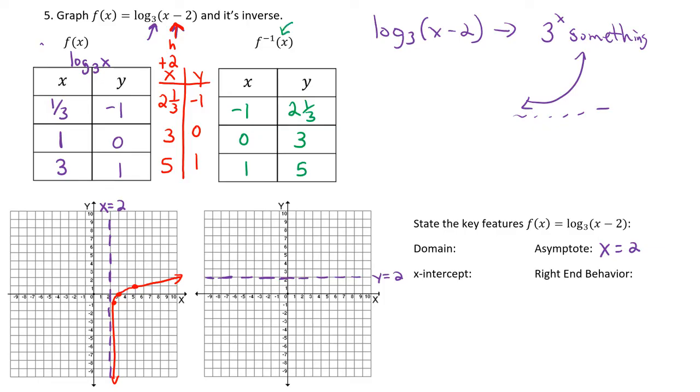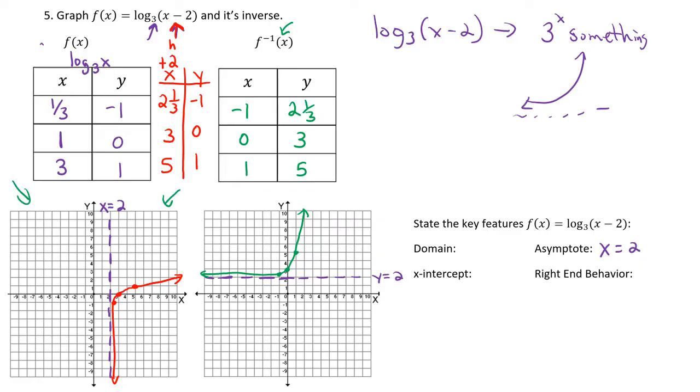So now I'm going to plot those points. So -1, 2 1/3, 0 and 3, 1 and 5. Once again, don't pass the asymptote, and you've graphed your inverse. The last thing it's asking us to do is to state some key features for that log graph. That's the first graph we did over here.